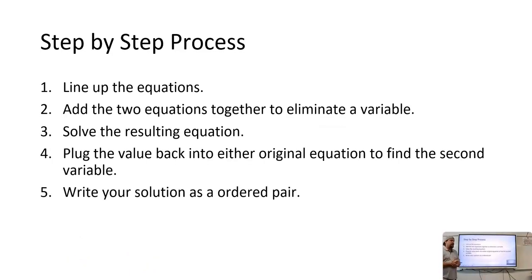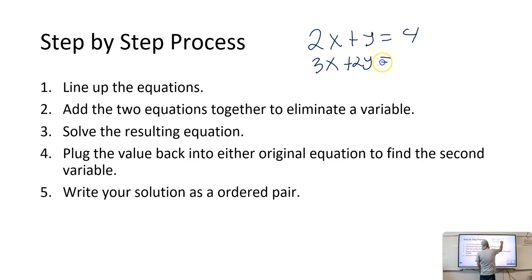Okay, so here's our step-by-step process. The first thing we're going to do is we're always going to line up the equations. So if I have 2x plus y equals 4, when I write the next equation underneath it, I want the x's lined up with the x's, the y's lined up with the y's, and the constants lined up with the constants. We're always going to line them up with each other because it's a lot easier to eliminate if you do that before we do anything else.